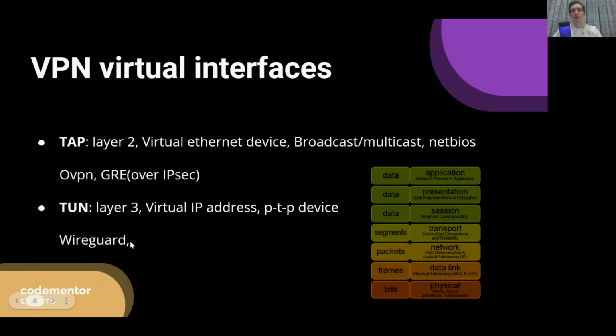Usually WireGuard has only this option, but there is actually a different type of interface that can be created for the VPN, and it's TAP. It's on layer 2. Here is the picture of the OSI model. You can see layer 2 is here. You have frames on layer 2, and it says data link. So it has physical addressing, the MAC address. Even before your network interface has an IP address given by a DHCP server or manually, you have a MAC address.